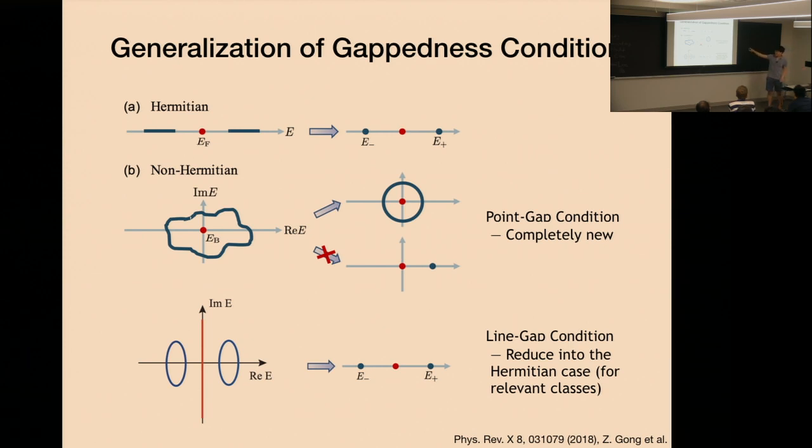So in the line gap case, the topological invariant gives us the bulk-boundary correspondence, but for the point gap case, the topological information tells us what's actually non-trivial for the bulk dynamics itself. So that's one interpretation I have in mind, but there can be something more as well, which is, I think, an open question.